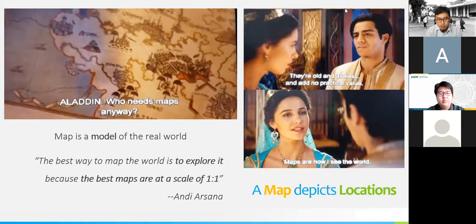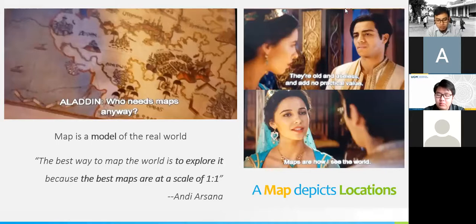And then we can model the real world into a map, and then we can derive some insights from the map. And by saying that the map is a model of the real world, I remember the saying of Pandi: the best way to map the world is to explore it, because the best maps are at a scale of one to one. So the best map is the one that has perfect reality like the real world. But of course, such a map doesn't exist yet.